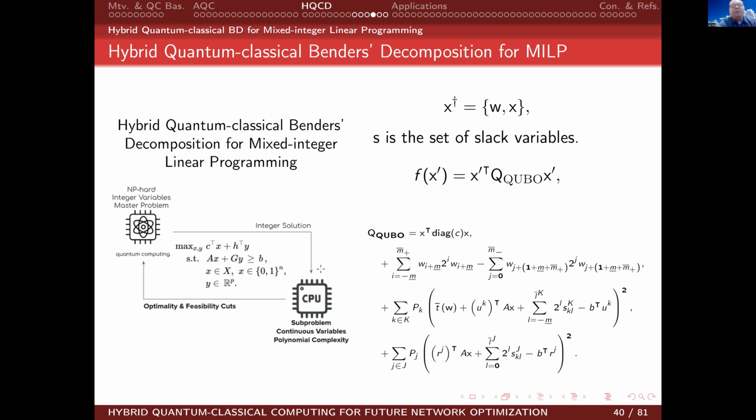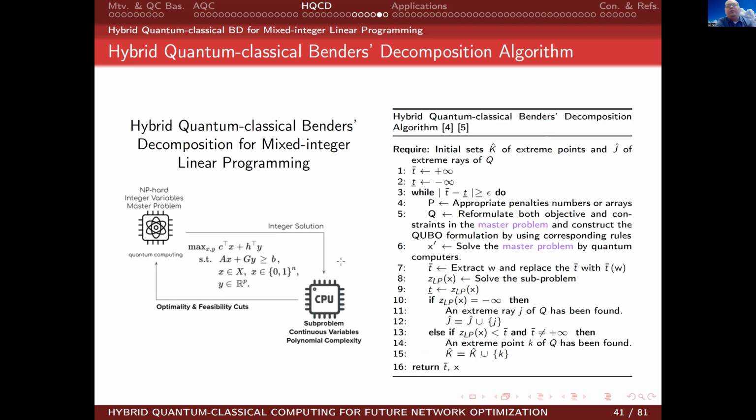And once we have this pure binary optimization model, we can reformulate it as a quadratic unconstrained binary optimization model by moving the constraints to the objective function. And this objective function has penalty terms, so that the solution we get will not violate the constraints. So this is the core idea for the hybrid quantum classical Benders decomposition algorithm.